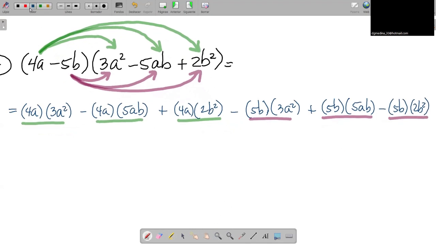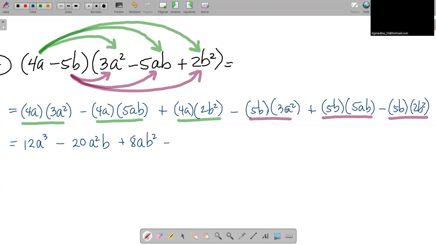Okay, now let's remove all the parentheses. Multiply. 4 times 3, 12. A to the 1 times a to the square is a to the cube because we added the 1 and the 2. Minus 4 times 5, 20. A times a to the square. And we repeat the b because we didn't have another b here. So we repeat the b here in the answer. Plus 4 times 2, 8. A, b to the square. We repeat both variables because we don't have another a here and we don't have another b to the square or ab here. The last term of the green arrows is ab to the square.